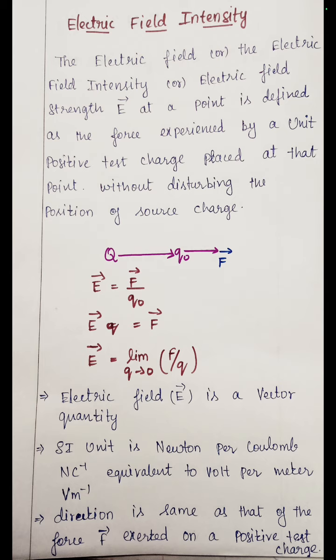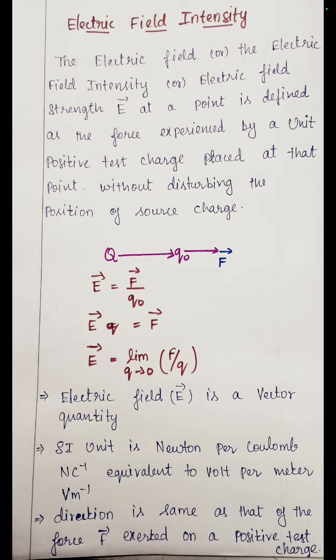Now, how can we define the electric field? Electric field is the region or a space around a charged body or a charged particle in which another charged particle experiences a force. And the electric field around a charged body or a charged particle is not the same. It is different at different points.